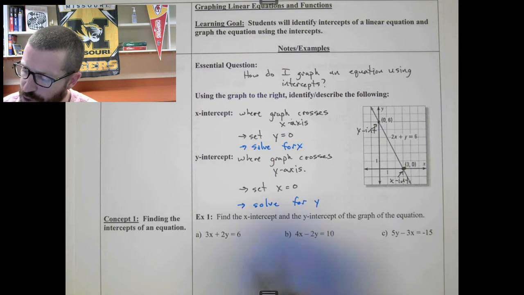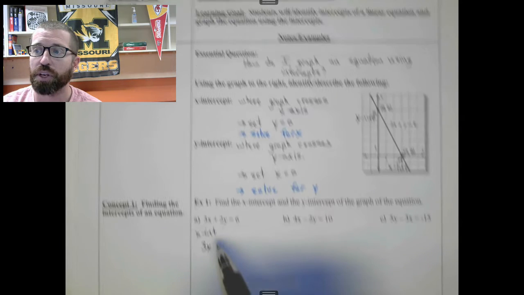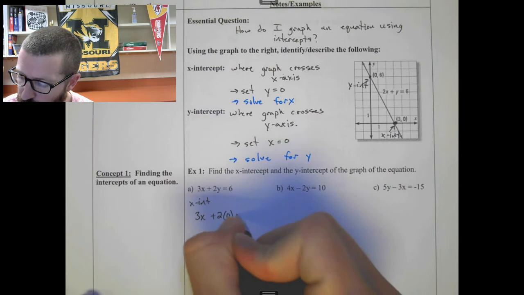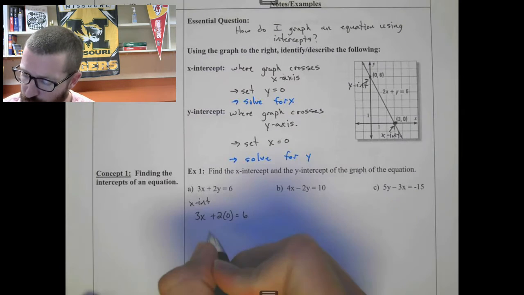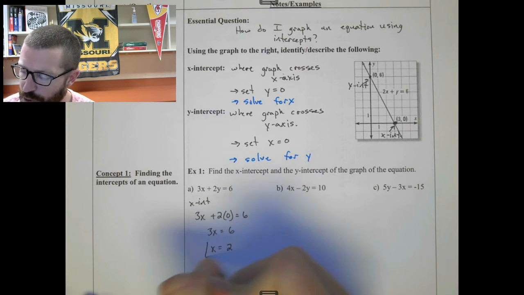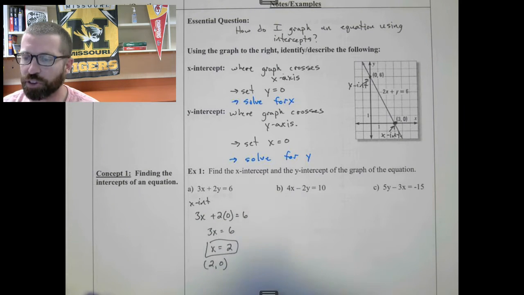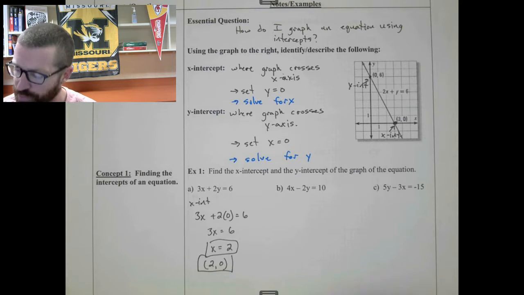So to find the x-intercept, let's do that one first. We set y equal to 0. So 3x, I want the x-intercept, x is going to be in there, plus 2 times 0 is equal to 6. And that's just going to go away. That's going to be 0. So 3x is equal to 6, and x is equal to 2 when you divide both sides. The best way to write the x-intercept is as an ordered pair, (2, 0).